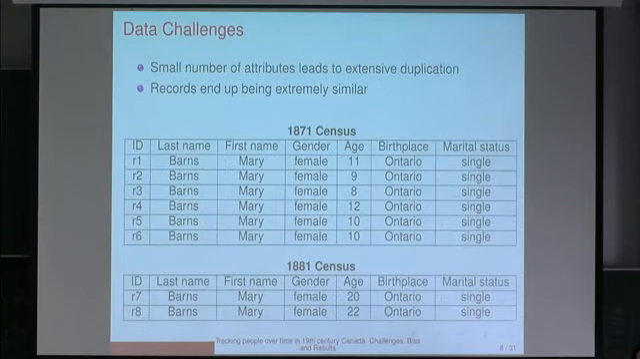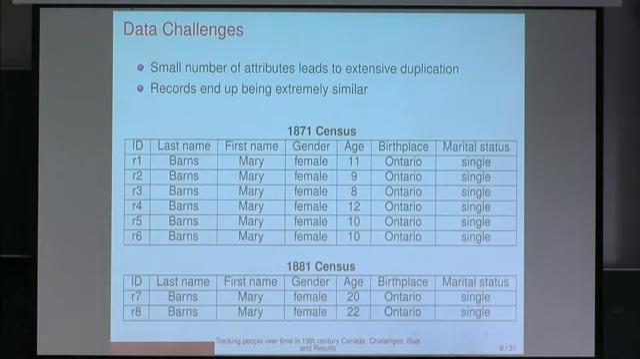Another data challenge, and quite an important one, is why the linkage rate that you're going to see later in my results is so small. It's mostly because of the small number of attributes that we're using for linkage. Using only a very limited number of attributes leads to extensive duplication. If you're just using last name, first name, gender, age, birthplace, and marital status, you can see in the top table all the records of Mary Barnes, born in Ontario, single, around the age of 10.